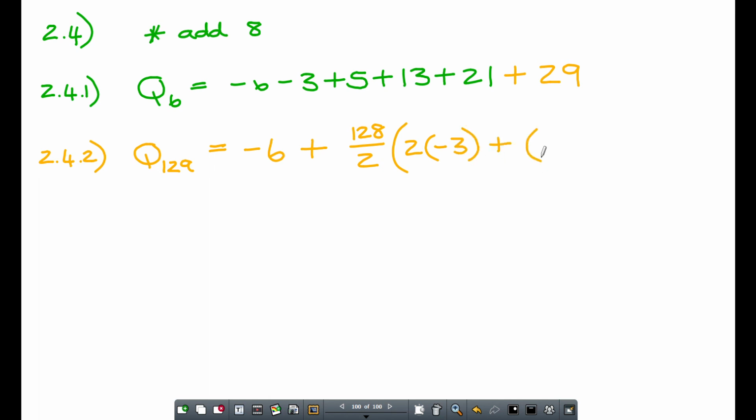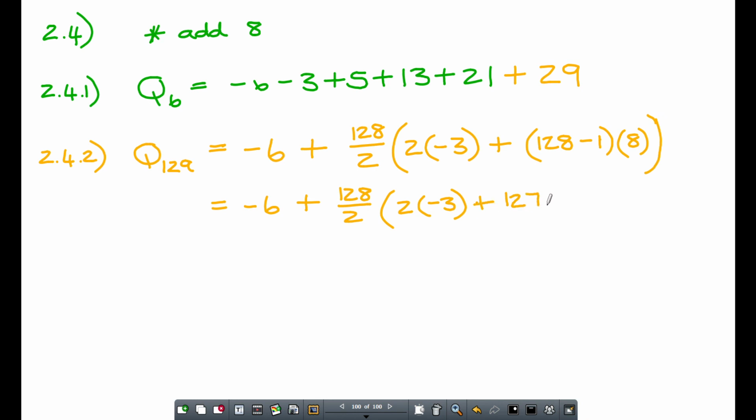plus n minus 1 times d. Goed. So hy gaan dan, as ek hom bietjie vereenvoudig binne daai hakie, it's gonna be 2 times minus 3 plus 127 times 8. So 6, 4, 6, 3, 4.